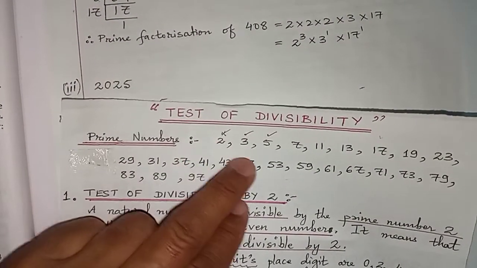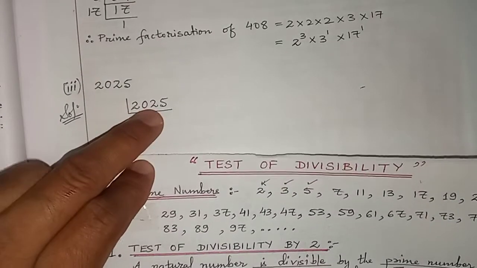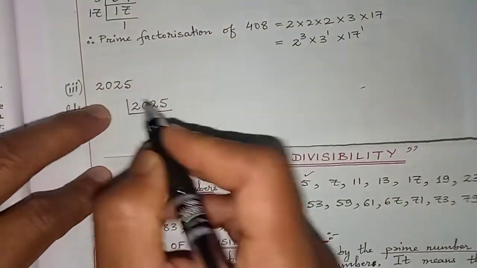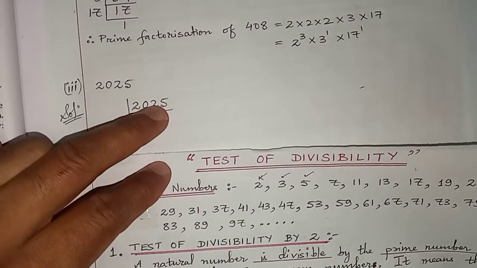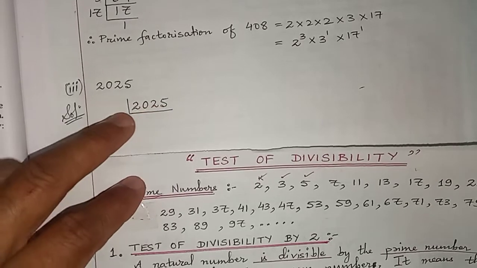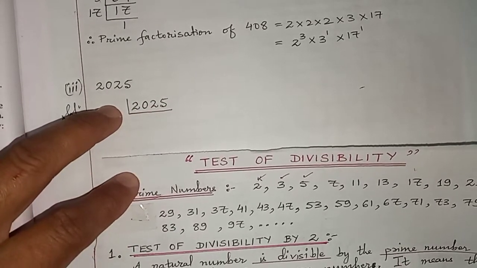So the next prime number is what? 3. We should divide by 3 then. But for 3, again the same thing: don't directly spoil your time and copy. First you test for 3. Remember I told you to test for divisibility. Let's test this number and see whether we can divide by 3 or not. Let's be sure before we write.